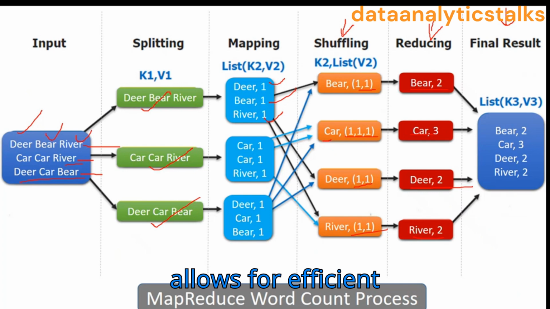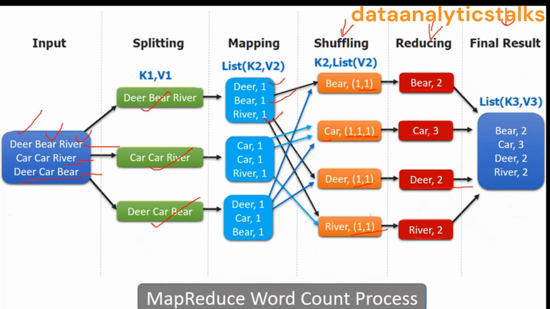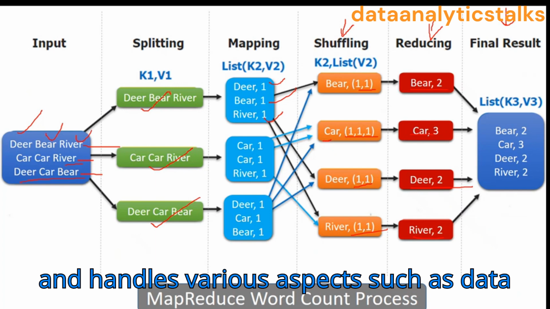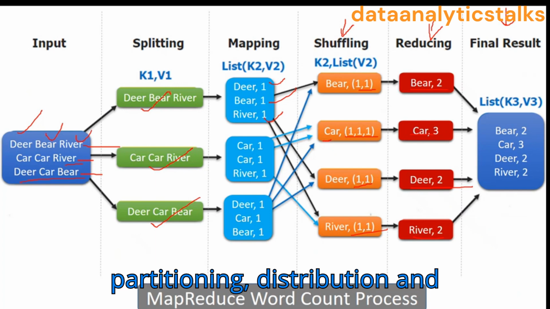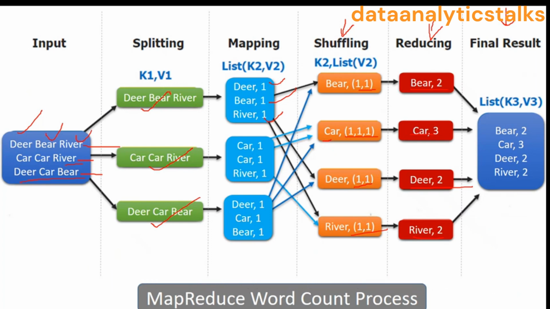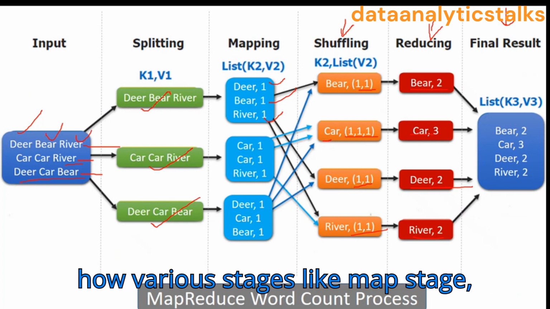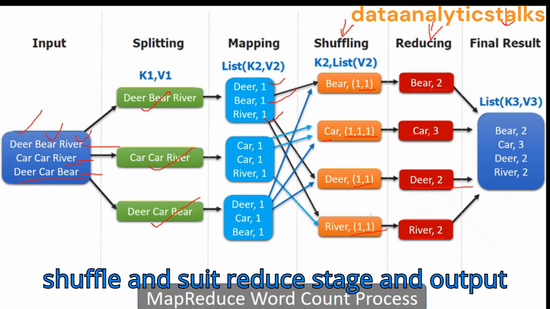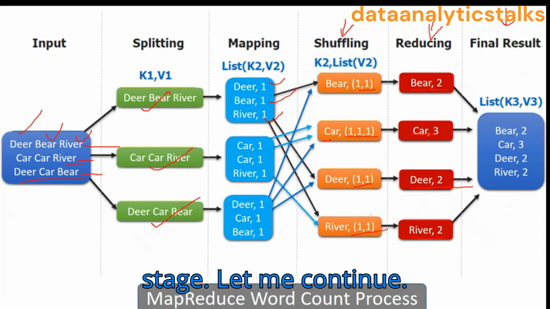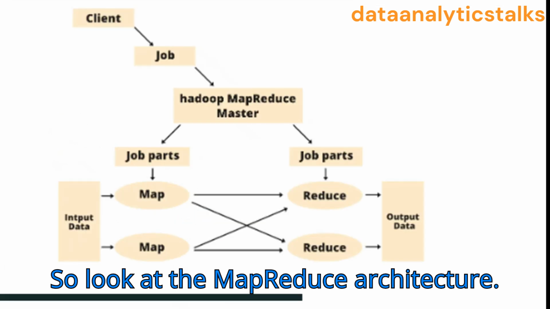It allows for efficient utilization of the cluster's resources and handles various aspects such as data partitioning, distribution, and fault tolerance. I hope you understand from this simple example how MapReduce components work together, and how the various stages work: map stage, shuffle and sort, reduce stage, and output stage. Let me continue. So look at the MapReduce architecture.